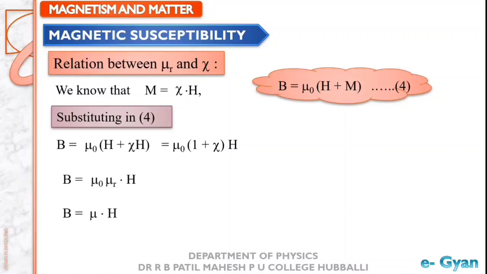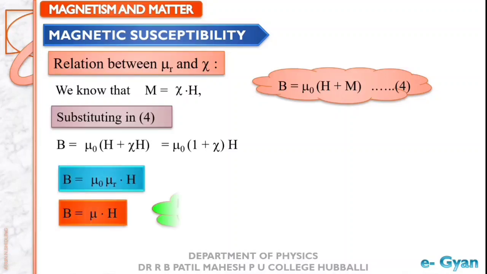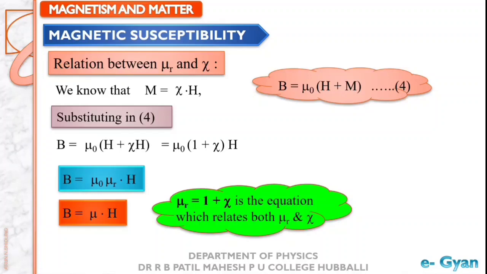So we can write the relationship between mu r and chi as mu r is equal to 1 plus chi. This equation relates mu r and chi.